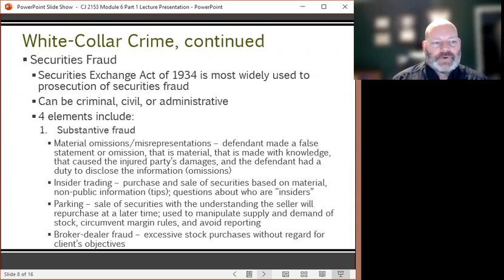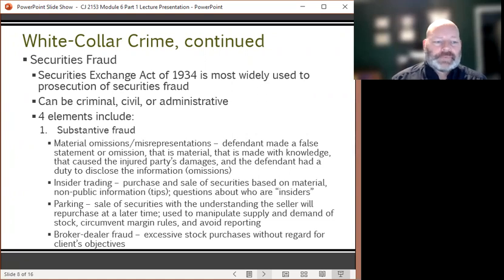Another type of substantive fraud is insider trading. This is the purchase and sale of securities based on material, non-public information. A publicly traded company on various stock exchanges, you can't use information that the rest of the public is not privy to, to purchase or sell stocks based upon that information. But this does raise questions about who are insiders. Does it necessarily need to be a member of an organization, a member of a company? Could it be a member of the board of directors or an influential stockholder who's not a member of the board of directors?